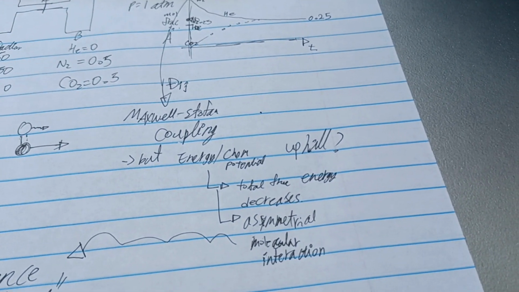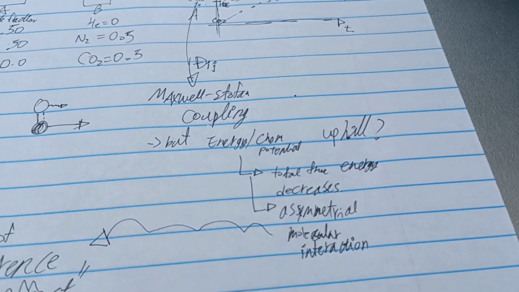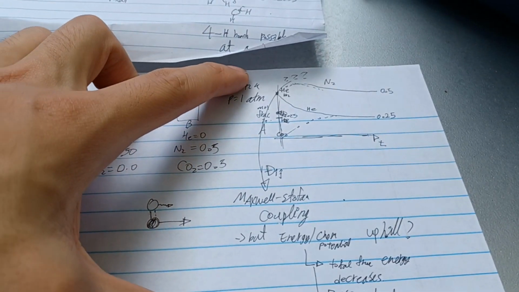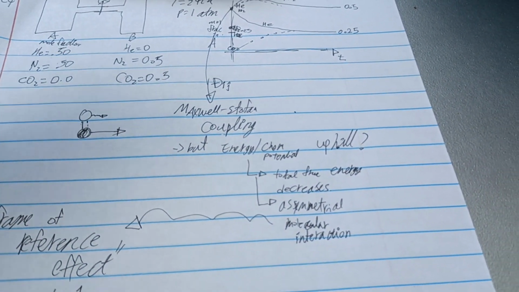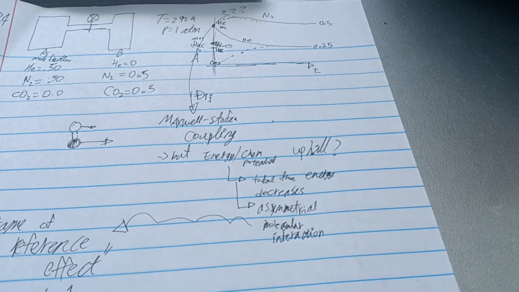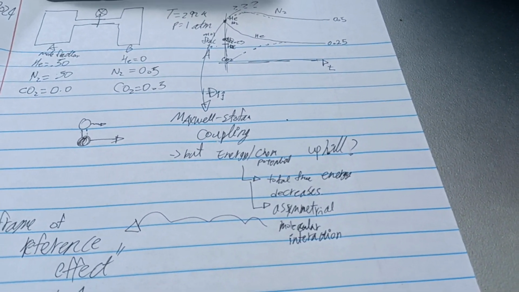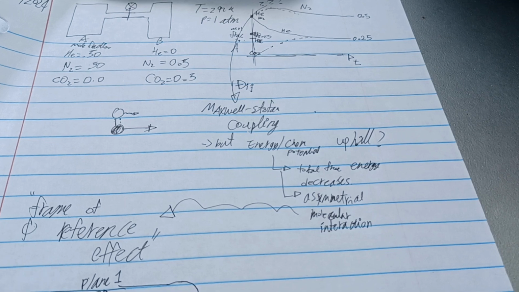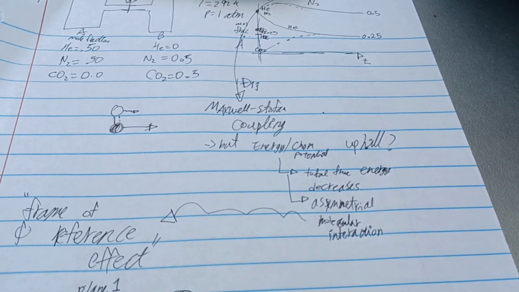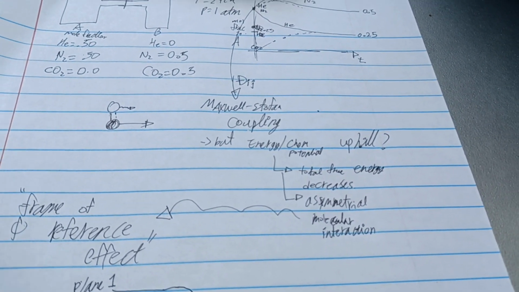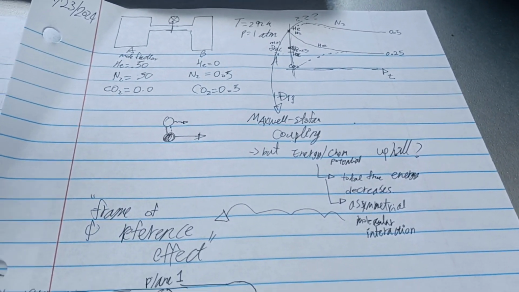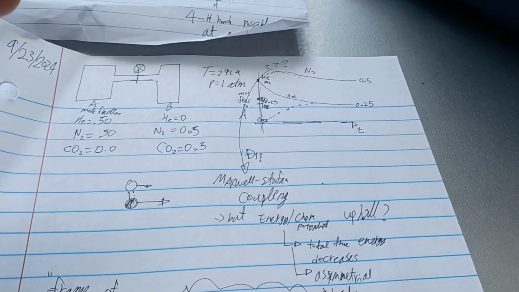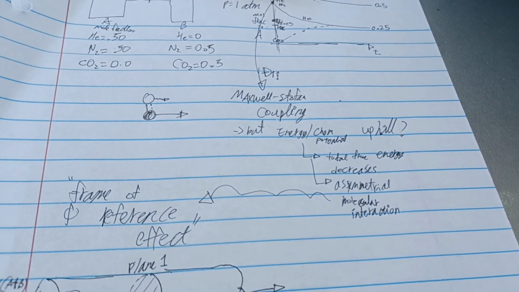So what's happening? If you look at the total free energy of the system, so not just nitrogen but helium and CO2 as well, the total free energy is continuing to decrease. And this is happening because of the asymmetrical molecular interaction of different molecules. The strength of the molecular interactions are different between helium and nitrogen, nitrogen and CO2, and CO2 and helium. Because of that, it allows this weird phenomenon to occur.